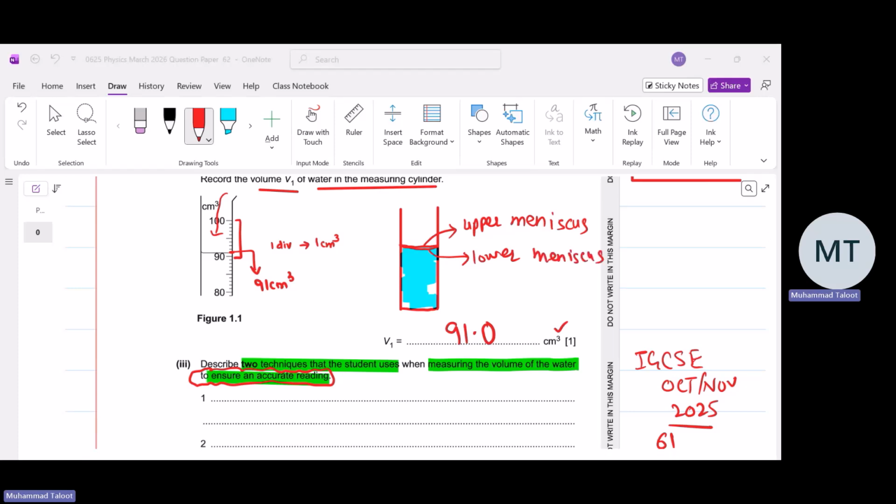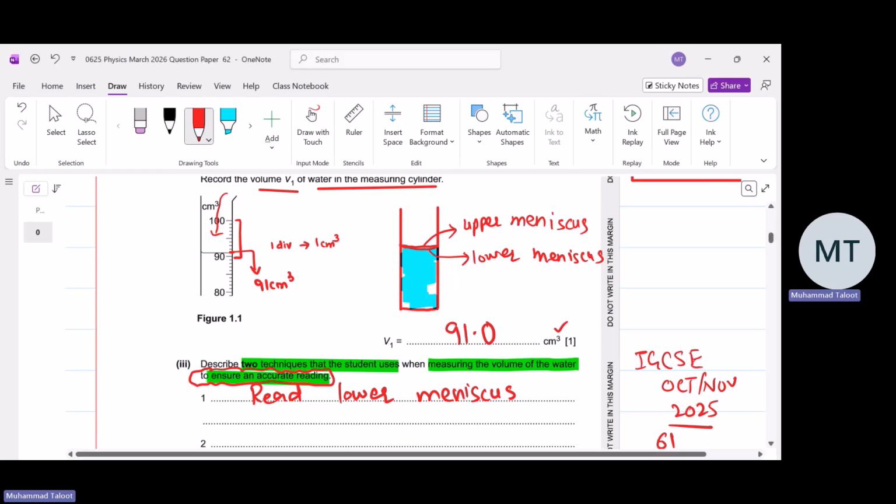If you want to measure an accurate reading, it is good to read the lower bottom meniscus. So I will be writing here: read lower, or you can say bottom meniscus. Sometimes students say read the lower level of the water. That is also correct. No issue. But it is good to write the technical word here.